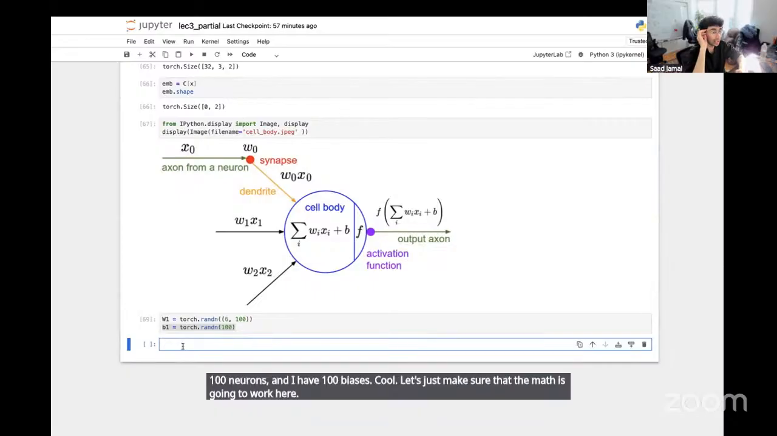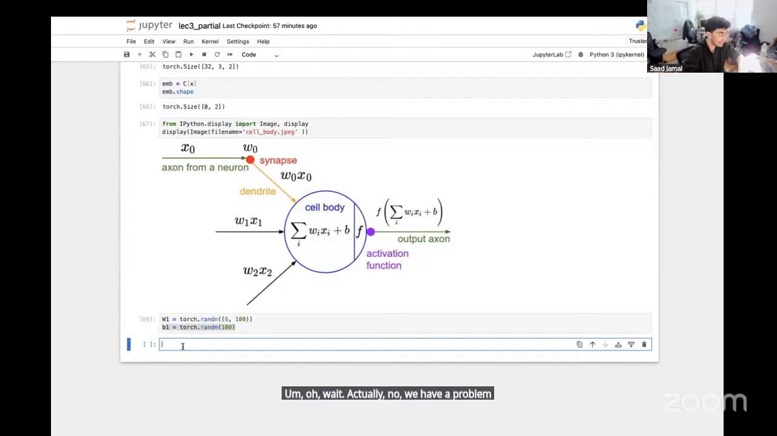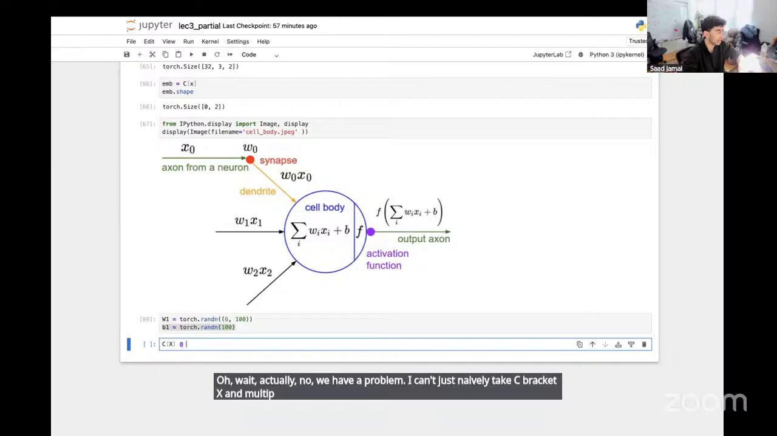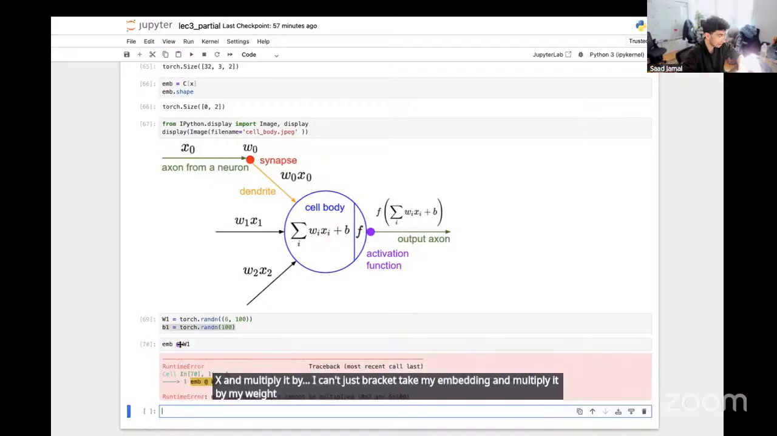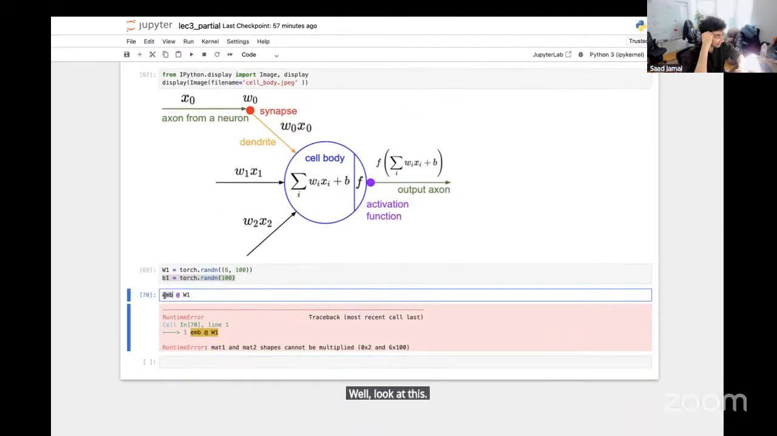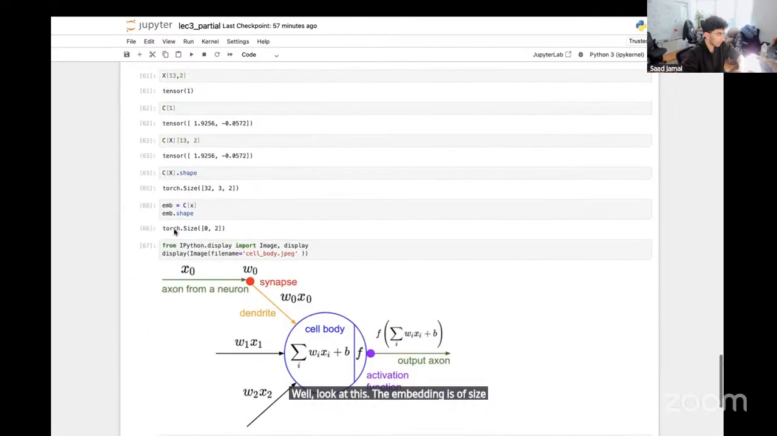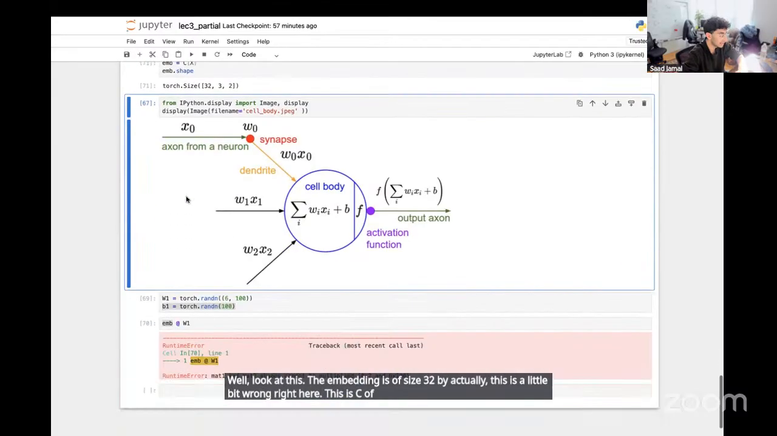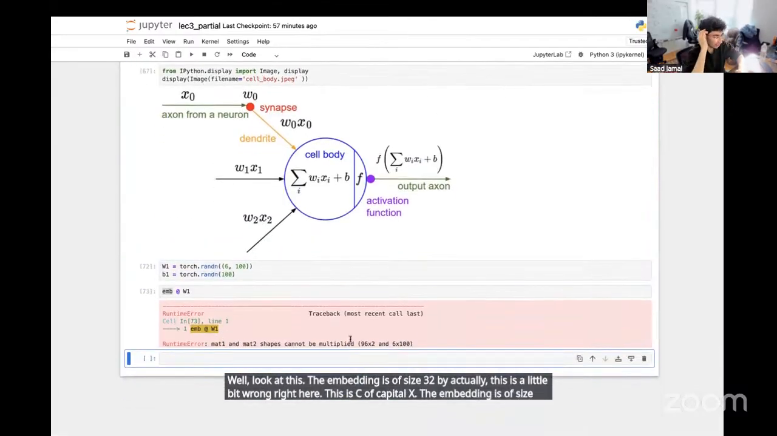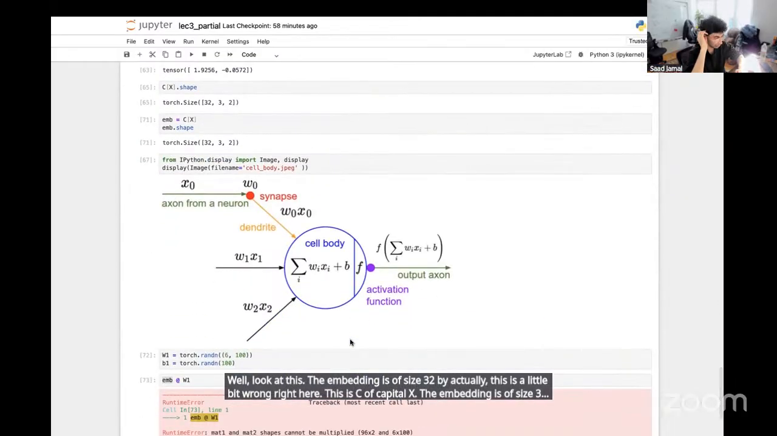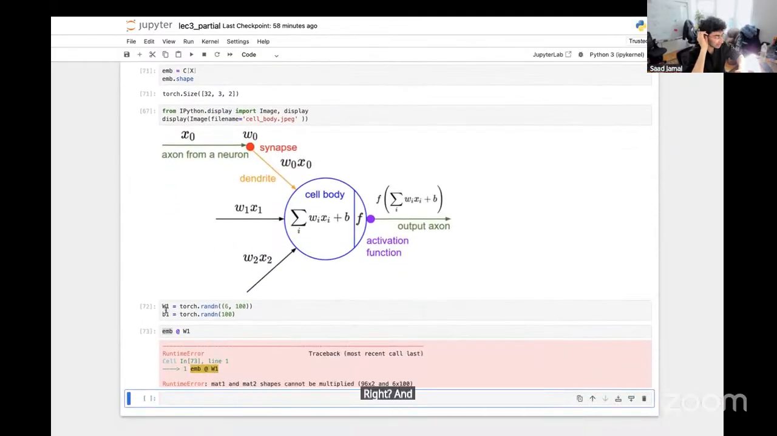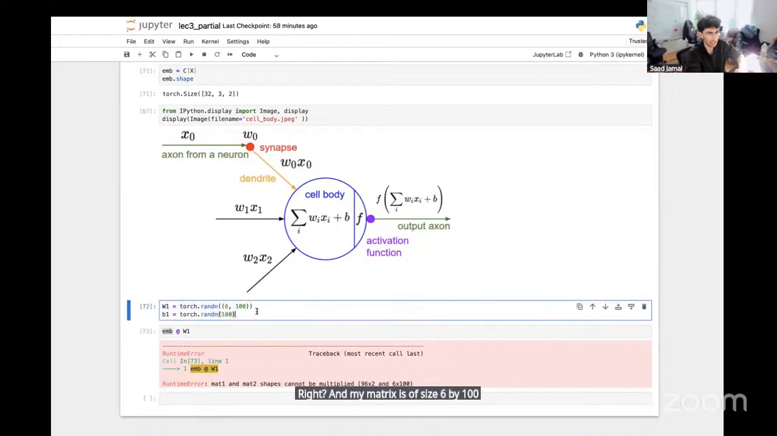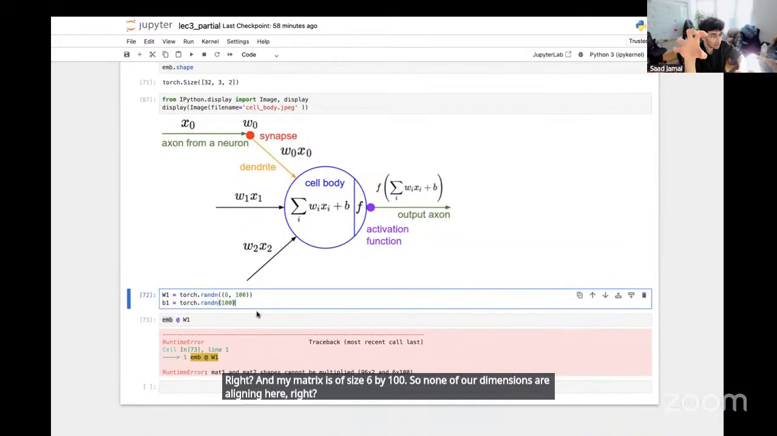Oh wait, actually, no, we have a problem. I can't just naively take my embedding and multiply it by my weight. Why is that? Well, look at this. This is C of capital X. The embedding is of size 32 by 3 by 2, right? And my matrix is of size 6 by 100. So none of our dimensions are aligning here, right? So I need to make sure that I fix that problem first.